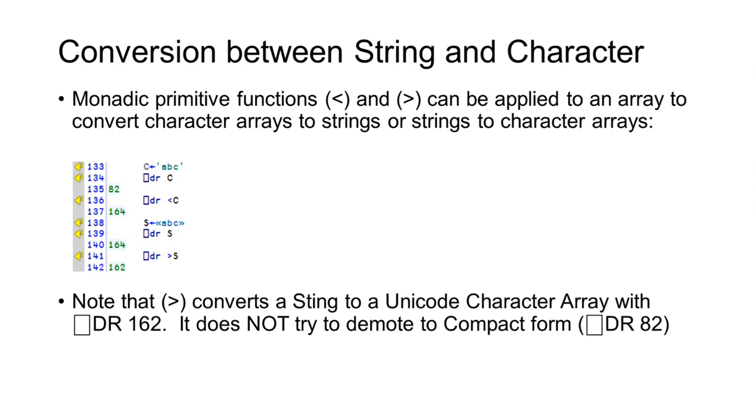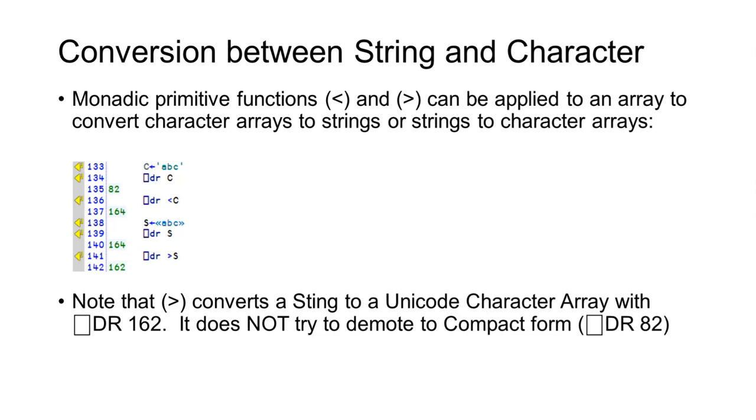Similarly, or conversely, on line 138 we create a string ABC and look at its data type, which is 164. Then we dstring it, converting it from a string to a character vector, and its type is 162. Note that the monadic greater than symbol, dstring, converts a string to a Unicode character array, that is, 2-byte wide characters, quad DR type 162. It does not try to demote it to the compact form.